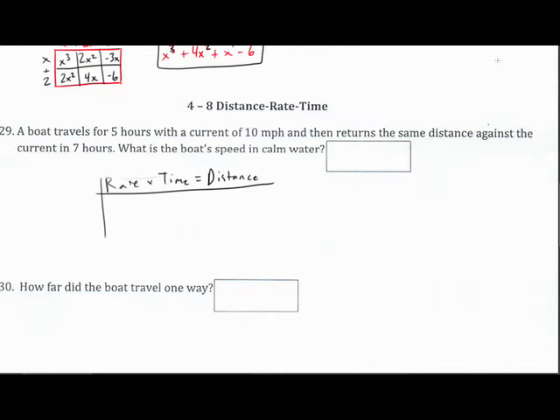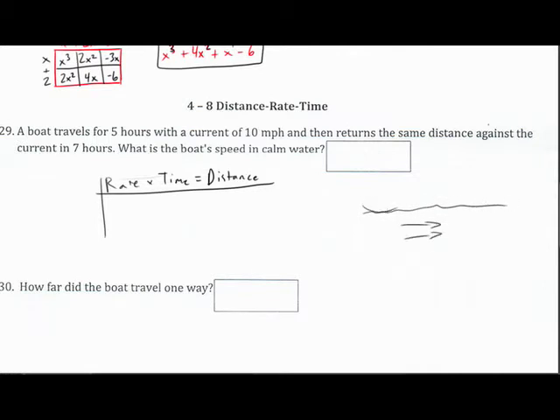Distance, rate, and time. So these problems. A boat travels for 5 hours with a current of 10 miles per hour and then returns the same distance against the current in 7 hours. So the current, we'll say, is going this way, right?